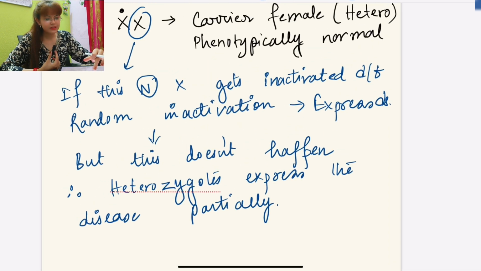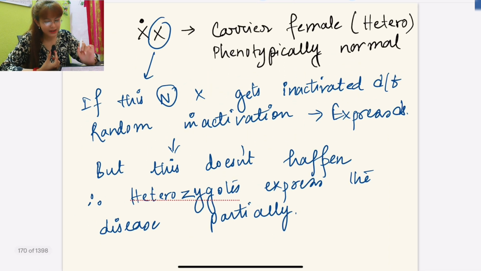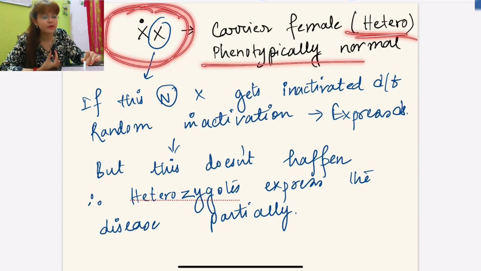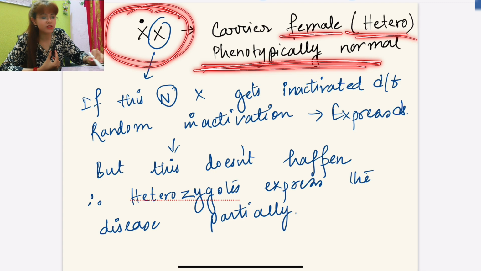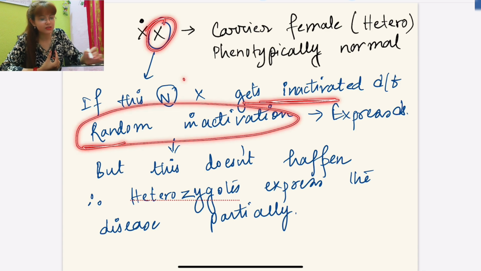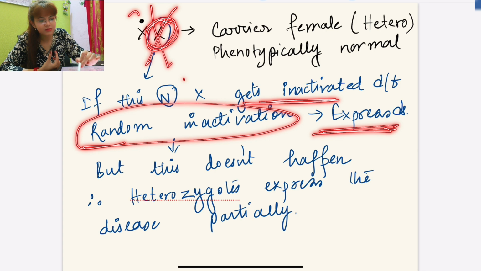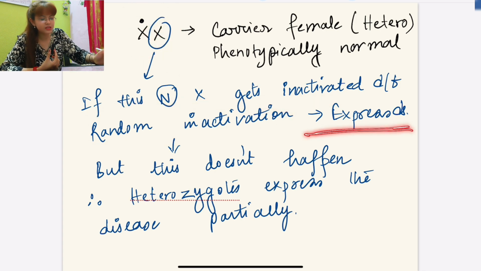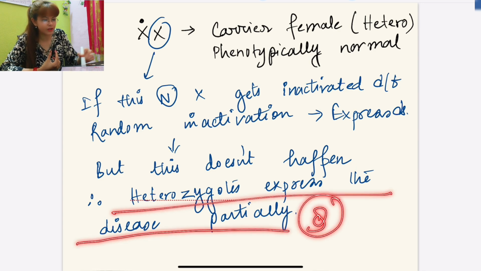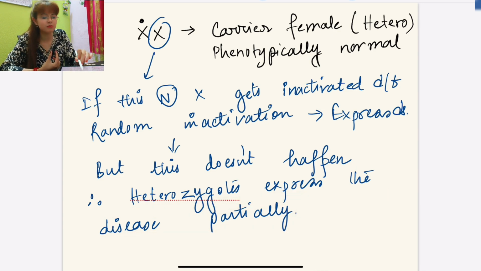So usually what happens, this is another point to understand, is that this is a carrier female. Heterozygous means carrier. This is phenotypically normal. The female is just a carrier. The female is not expressing any disease. However, if this normal X gets inactivated due to random inactivation, then the disease is expressed. So this is normal, but somewhere if this gets inactivated, then this will be expressed. So now the disease will be expressed, but this doesn't usually happen. So therefore, the heterozygous express the disease partially. Important point. Just remember this point. This is the basis of understanding.